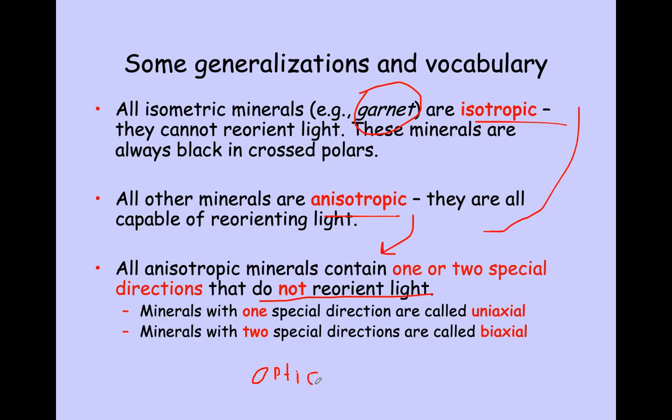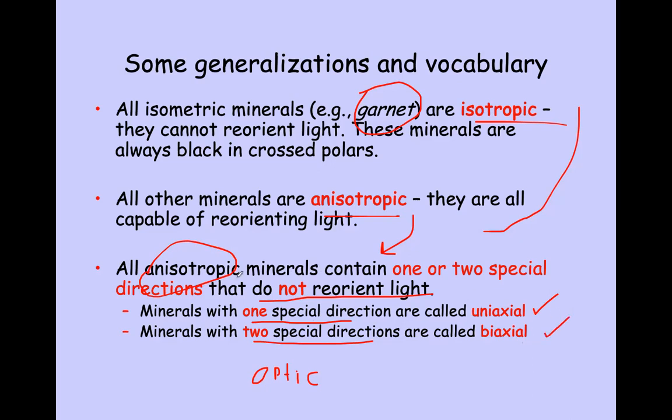Optic axis. Along the optic axis, they cannot reorient the light, so they remain dark. So from these anisotropic minerals, some minerals have one such special direction. If they have only one direction, we call it uniaxial. And some minerals will have two such special directions, which is called biaxial.